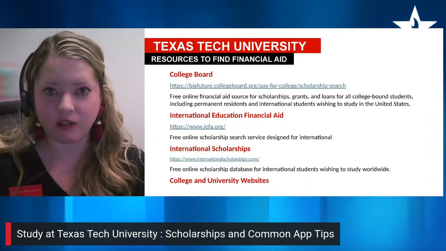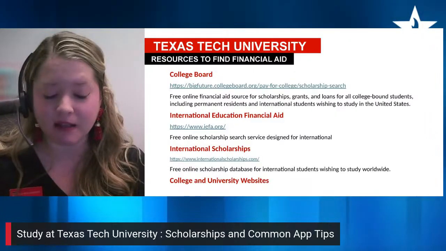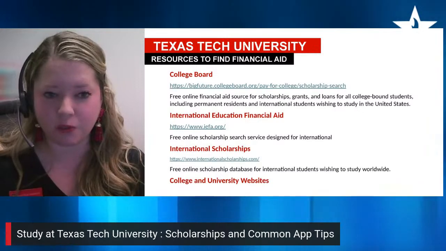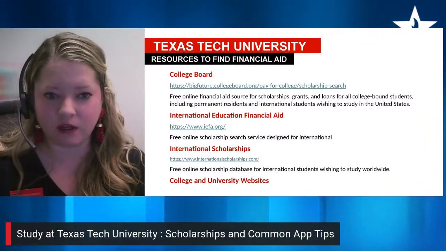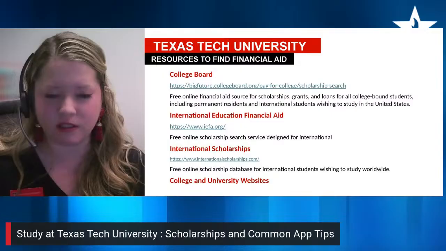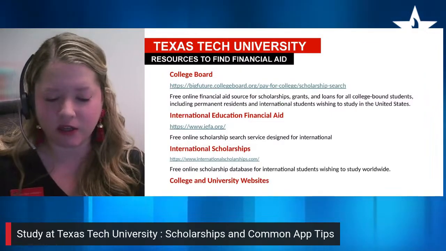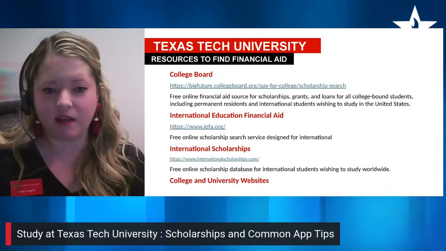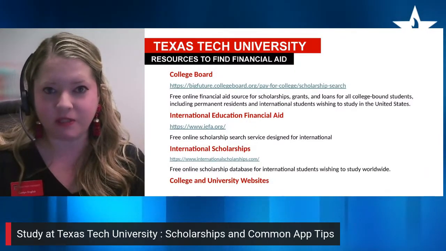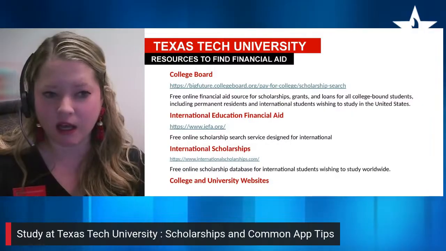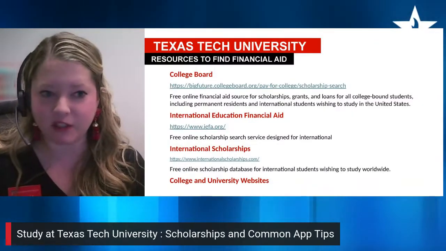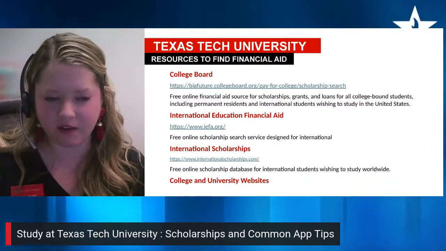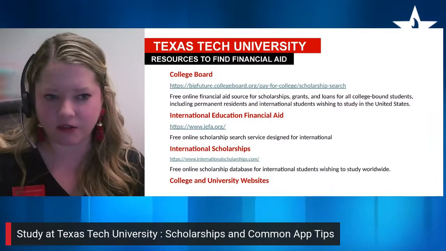In addition, College Board. So you'll see College Board come across quite a bit. This is also if you decide to take a test, so the SAT, this is done through College Board. So they have also a lot of online free sources that you can check out as well. We have the International Education Financial Aid option, international scholarships, and then the college and university websites. Always look at the college you're applying for and the university, because there's scholarships that they have specifically that you could be eligible for. And I'm going to highlight that on the next slide, one of ours for our international students here.